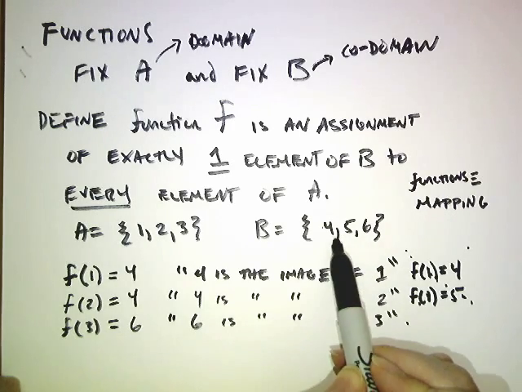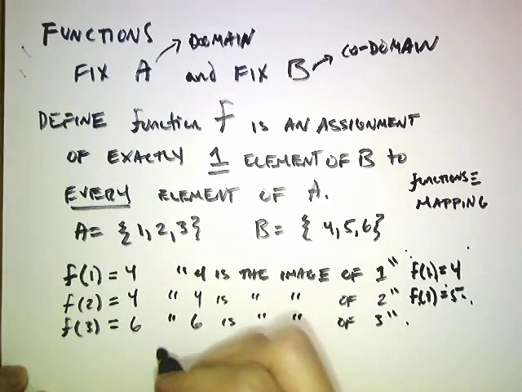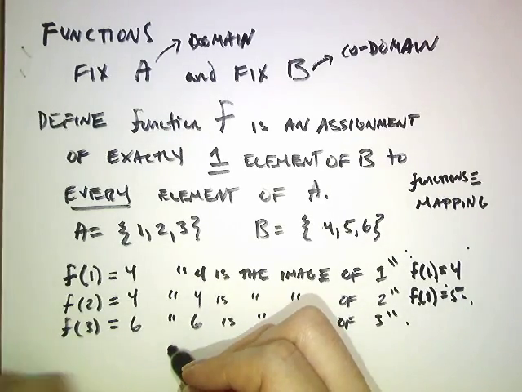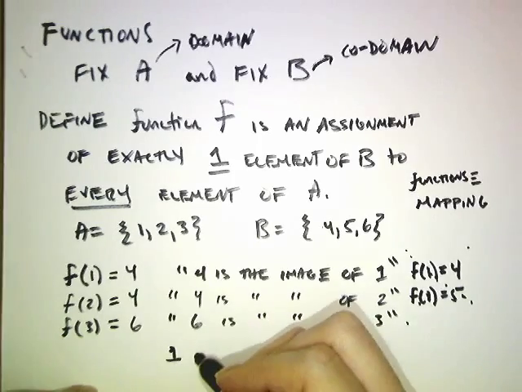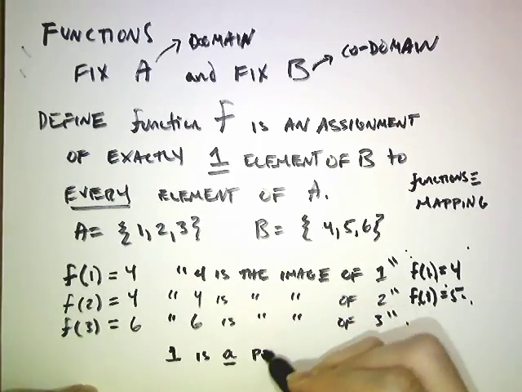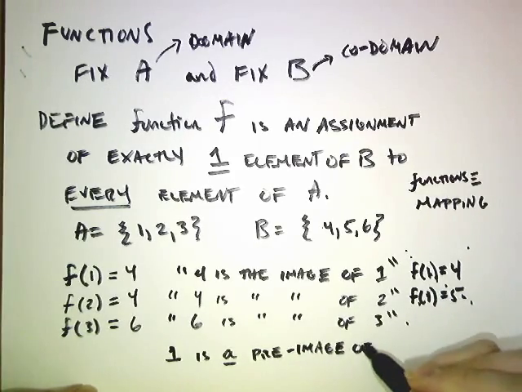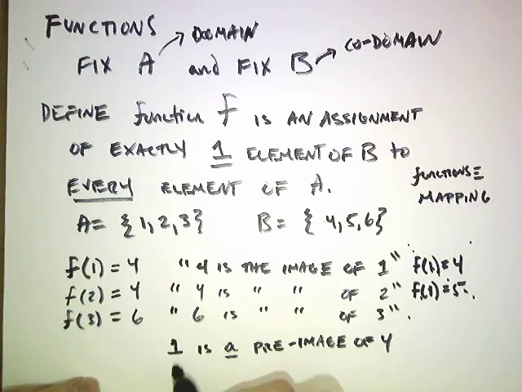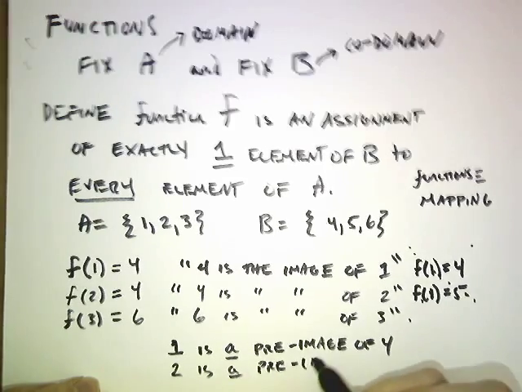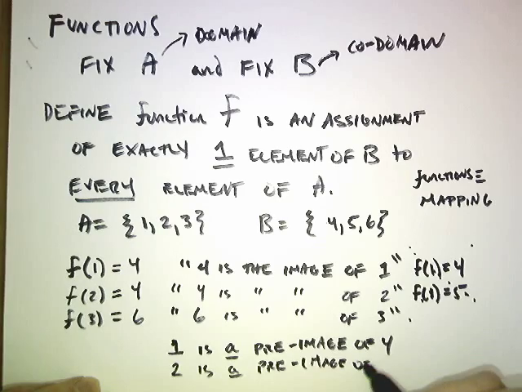Now we could say, does the element 4 have a pre-image? And we could say that yes, the element 1 is a pre-image of 4. Turns out that the number 2 is also a pre-image of 4, because 4 is mapped to by both 1 and 2. So it's okay for elements in the range to have multiple pre-images, as we've seen by this definition of f.